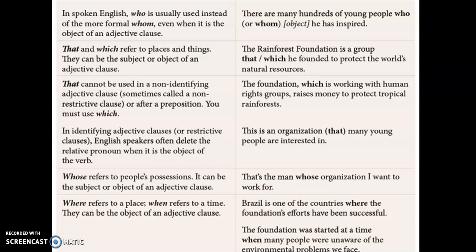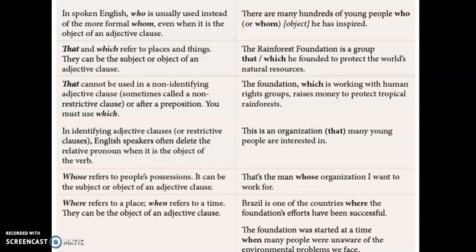That cannot be used in a non-identifying adjective clause, sometimes called a non-restrictive clause, or after a preposition. You must use which. The foundation, which is working with human rights groups, raises money to protect tropical rainforests. Now, identifying adjective clauses or restrictive clauses.